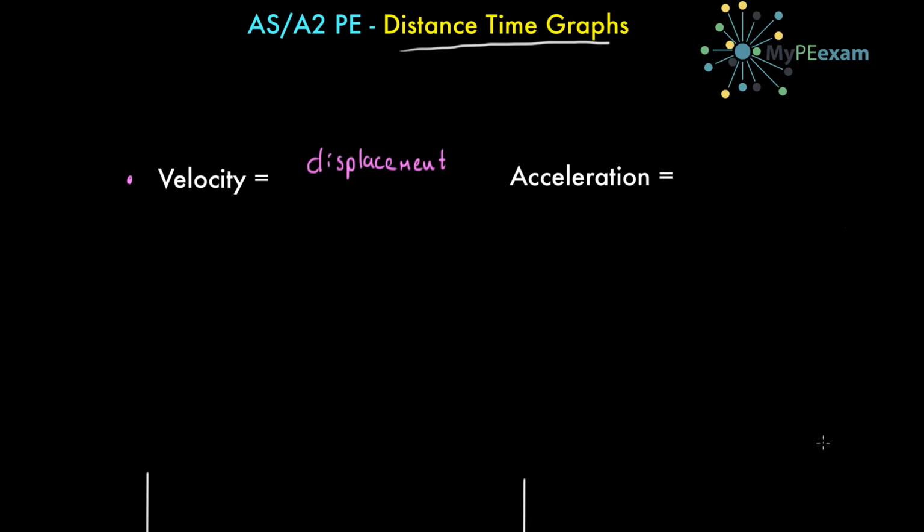So in this case, we have displacement over time. So that is our equation for velocity. So of course, remember, displacement is measured in meters. Time, as you will know, is measured, in this case at least, in seconds. And therefore, not surprisingly at all, our units for velocity are meters per second.